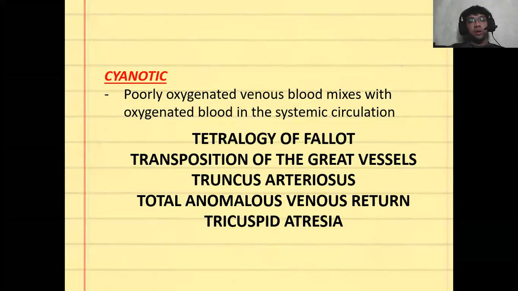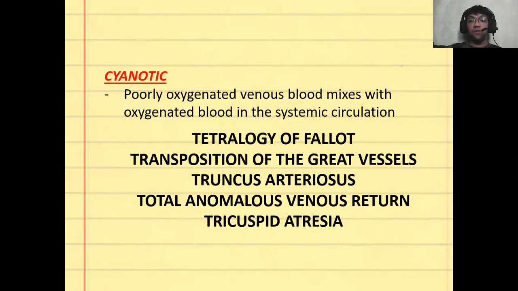So we will continue with what we left off last week, which was acyanotic congenital heart defects. Today we are going to discuss the cyanotic congenital heart defects. As we all well know, cyanosis is poorly oxygenated blood that mixes with oxygenated blood in the systemic circulation. And there are several defects that we consider as cyanotic CHDs.